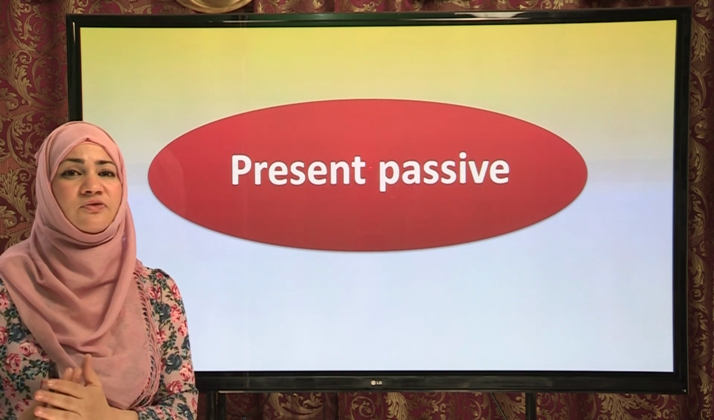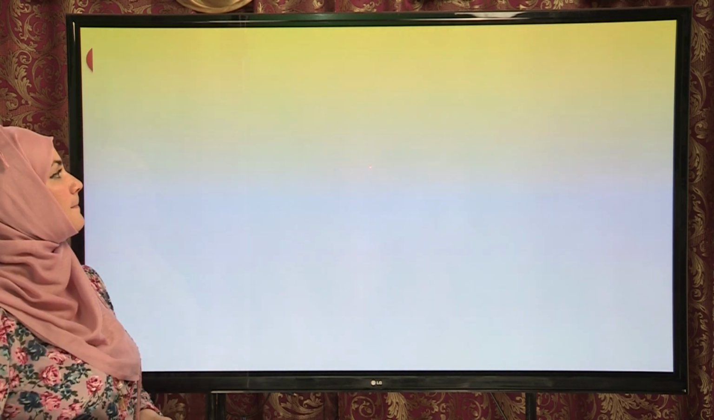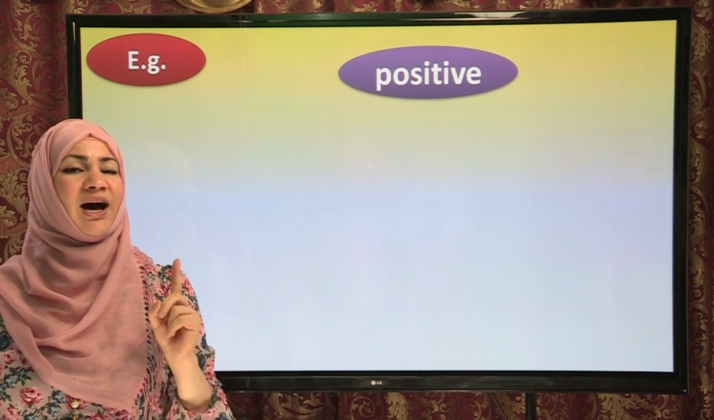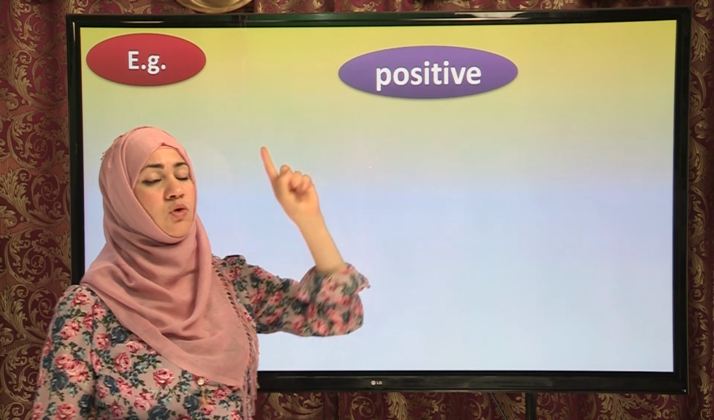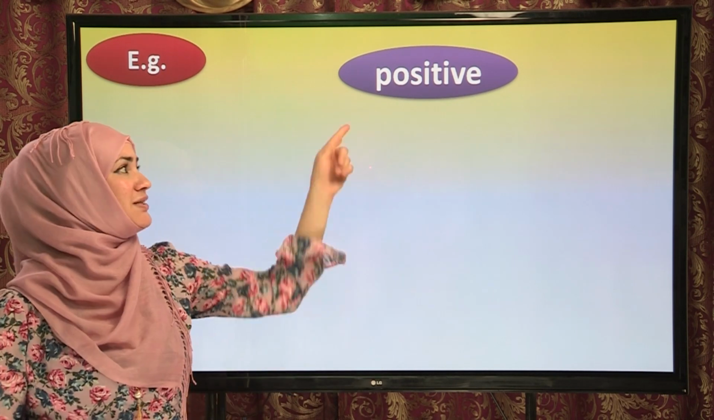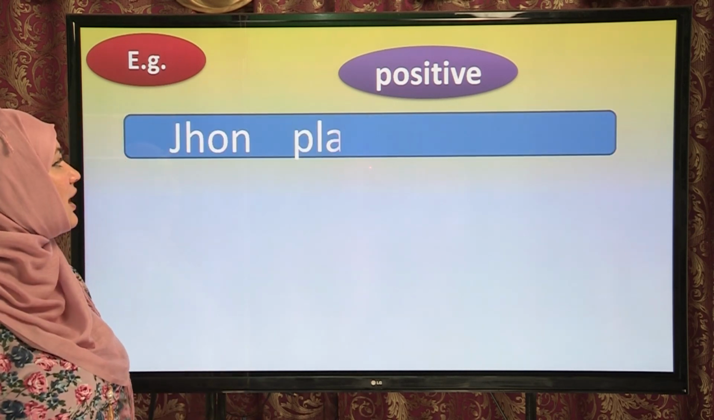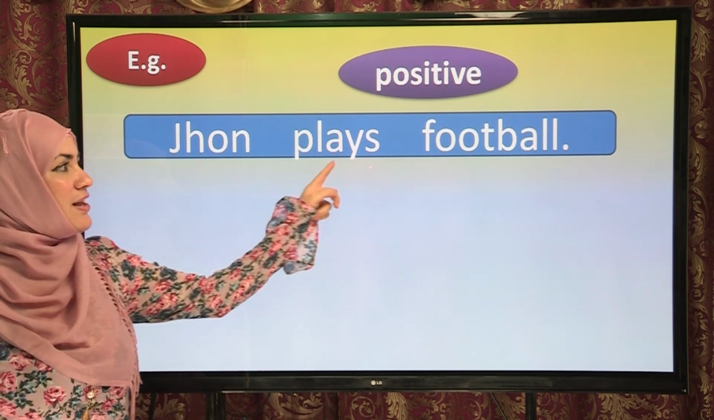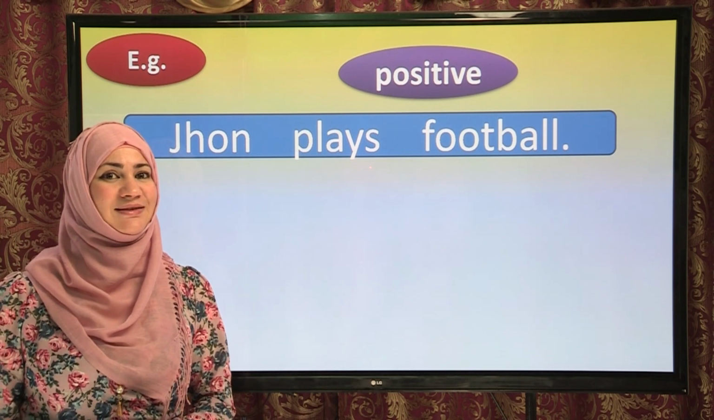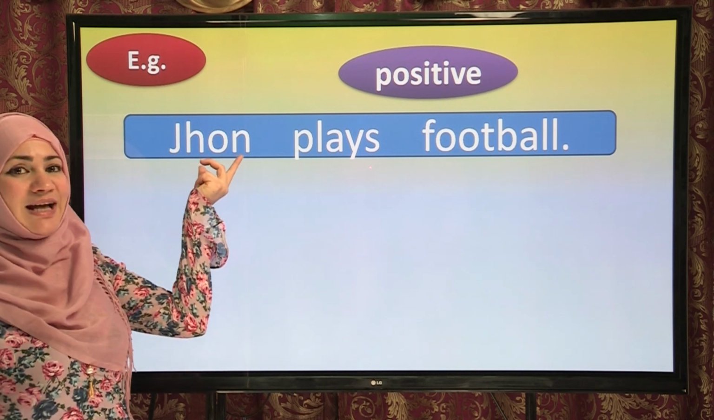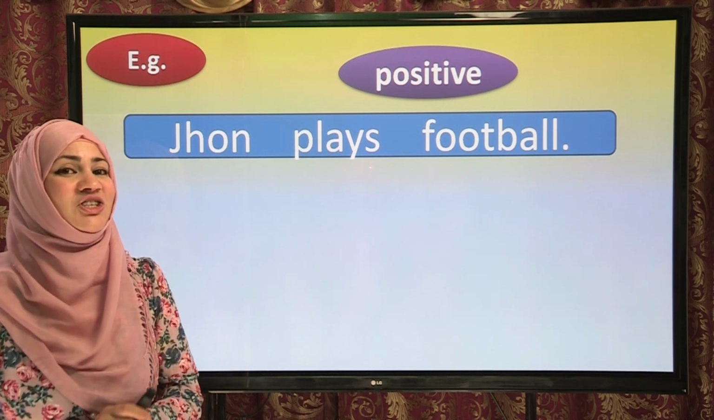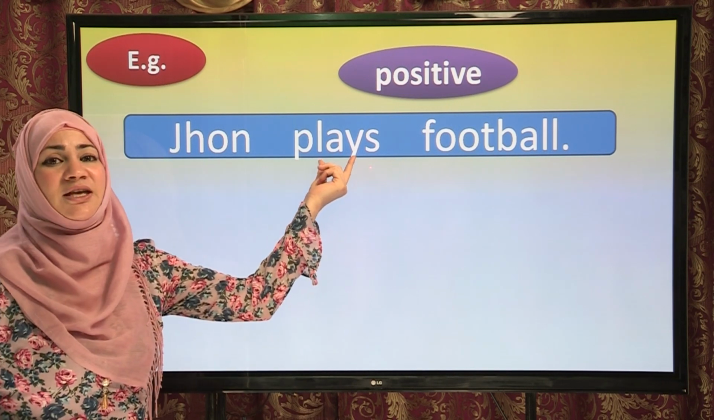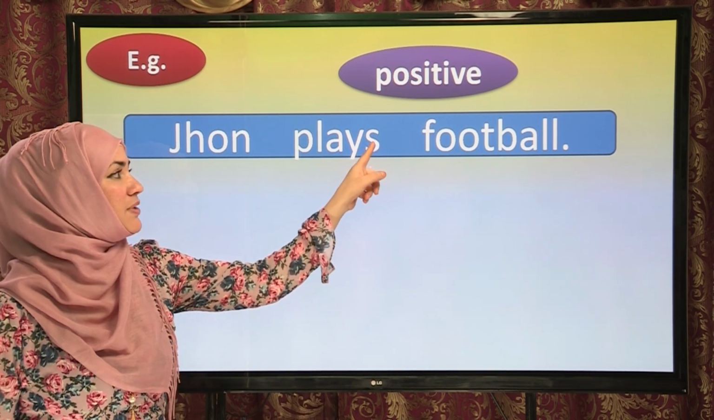Of course, I will show you this form, this rule, by giving such examples. Firstly, I will show you some examples in positive. We will form passive voice in positive. We will read together the example here. John plays football. What do we have here, my students? John is the subject. Play is a verb in which tense? Yes, good, in present simple. This is why we are studying present passive. This verb is in present simple because it ends in S.